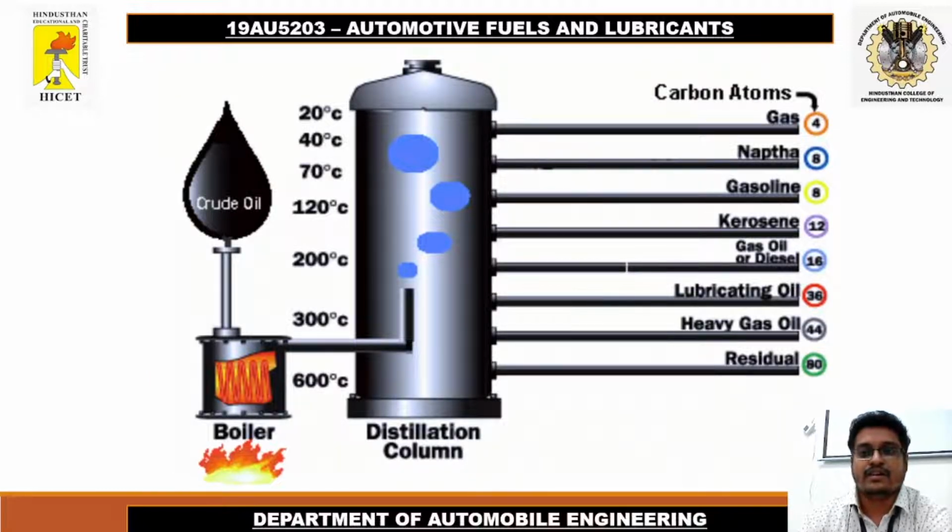This is another demonstrative view of fractional distillation, where it shows that when you heat the crude oil through fractional distillation from minimum temperature to maximum temperature, the products are obtained. Like at 20 degrees Celsius, gaseous fuels are obtained, and at 70 degrees Celsius, gasoline, at 120 degrees Celsius, kerosene, at 200 degrees Celsius, diesel, and above 300 and 600 degrees Celsius, lubricating oils and heavy gas oils are obtained.